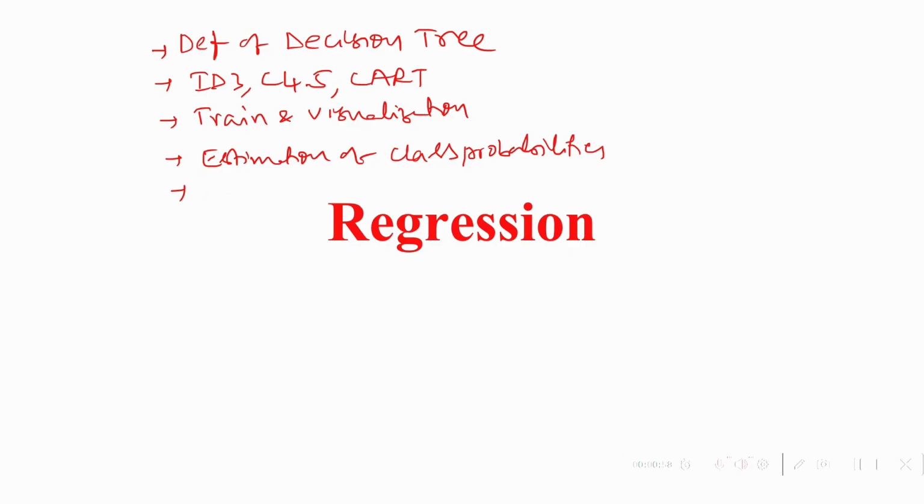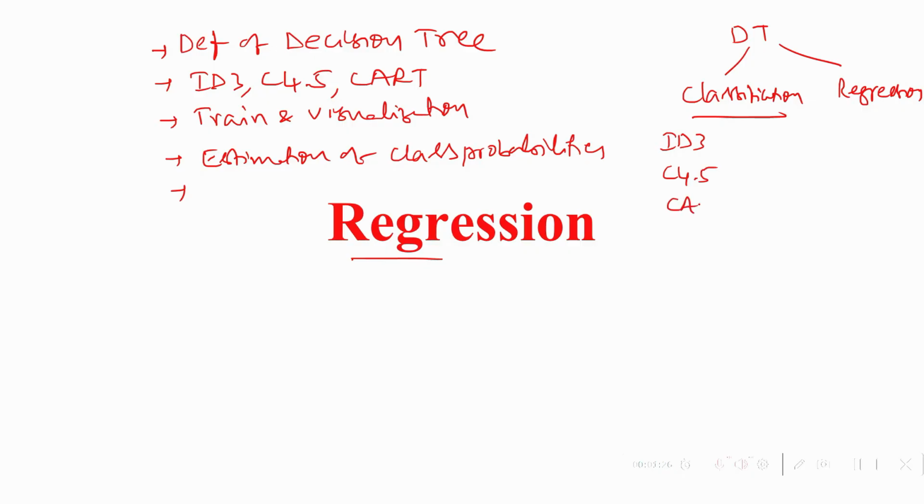Okay, now we are going to discuss regression in this class. The decision tree can be applied for classification as well as regression purposes. Already you know the difference between classification and regression. In classification we have three different types of algorithms: the ID3 algorithm, C4.5 algorithm, and CART algorithm.